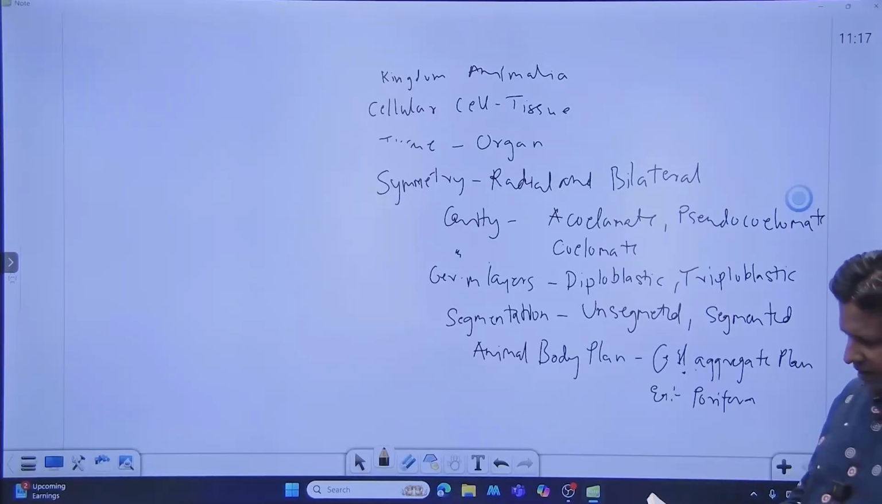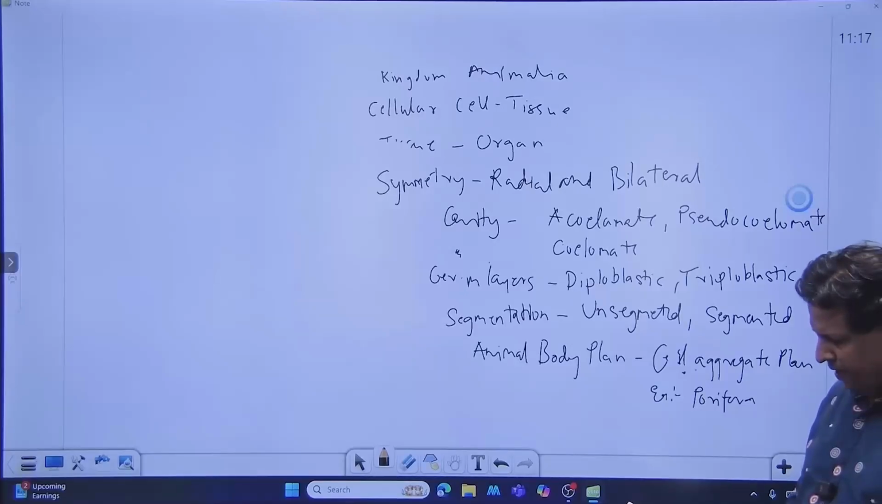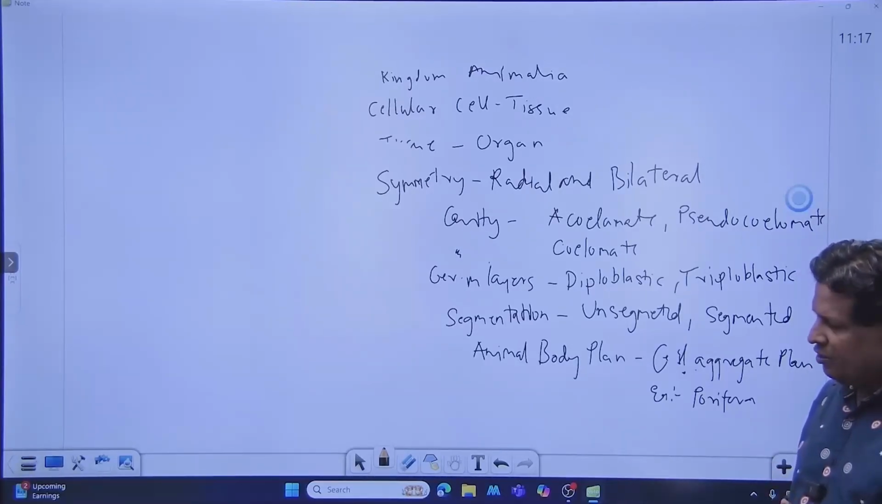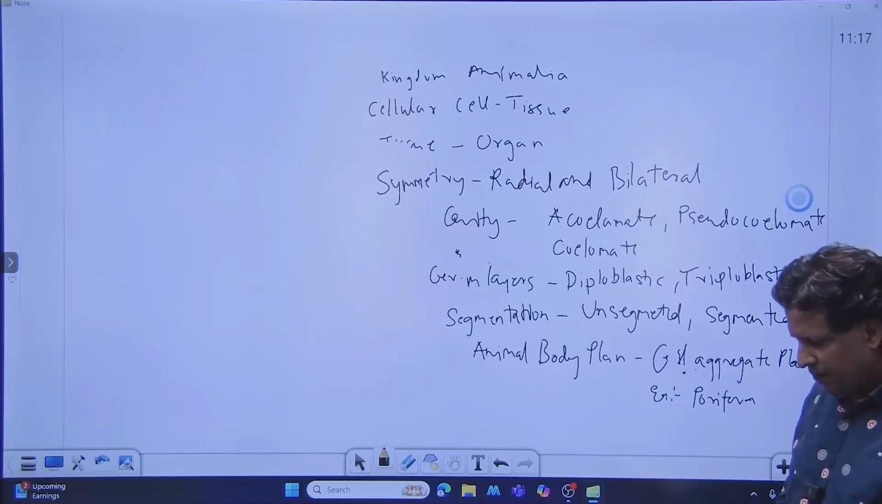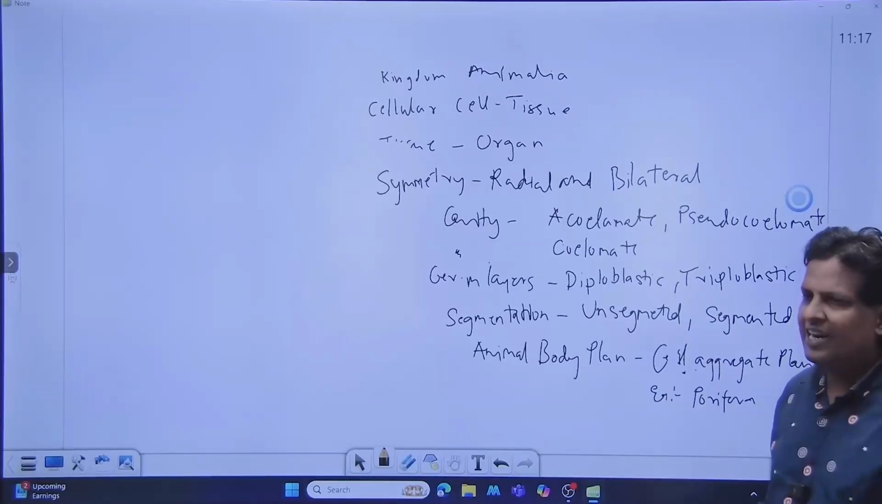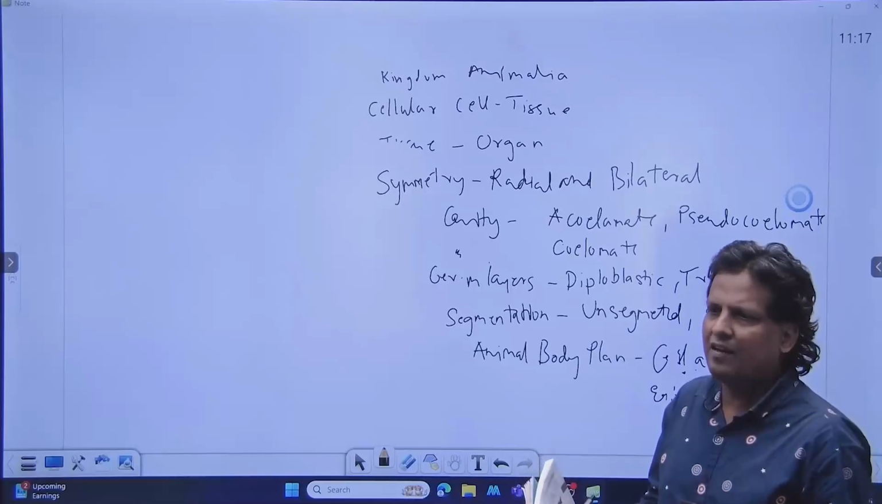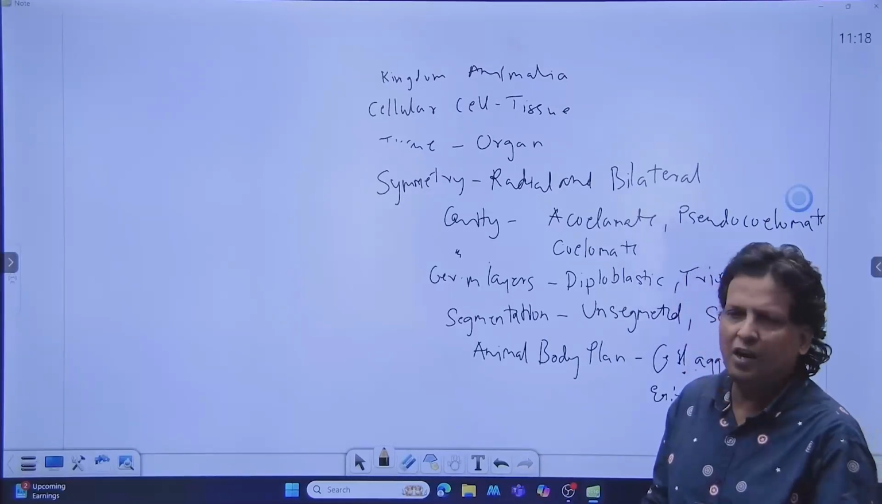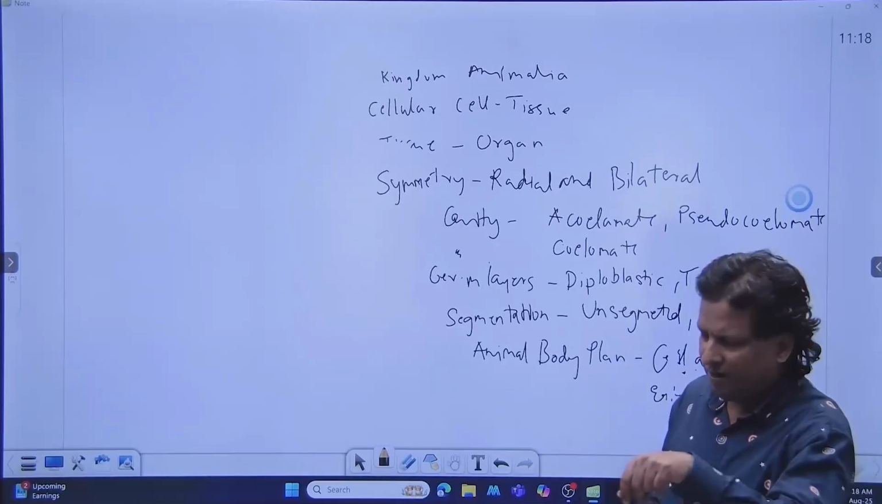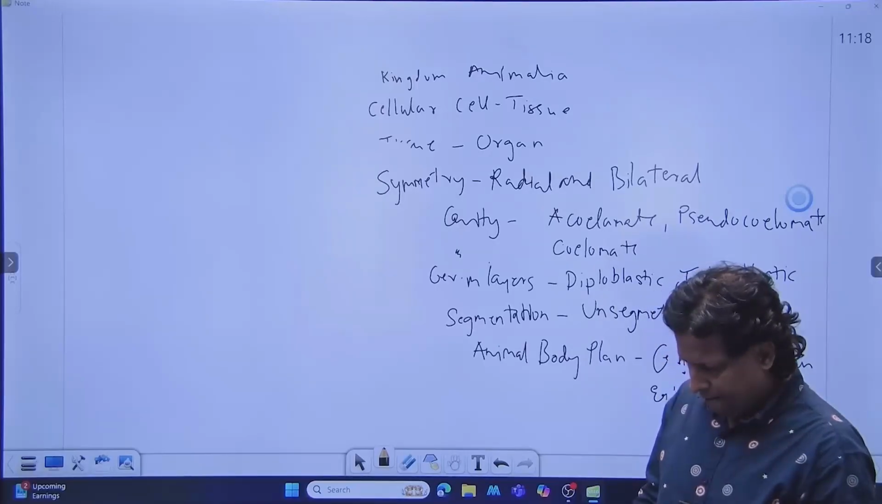Blind sac body plan, the second type of plan. There are 3 plans: cell aggregate plan, blind sac body plan and tissue with tube body plan. Blind sac body plan. In this body plan, the body is like a sac with a single opening. Sac means a bag with a single opening.